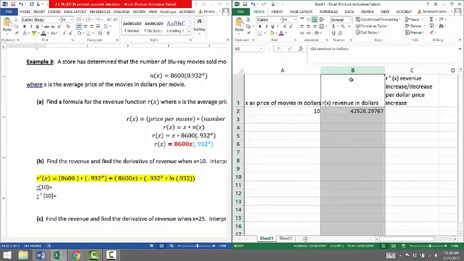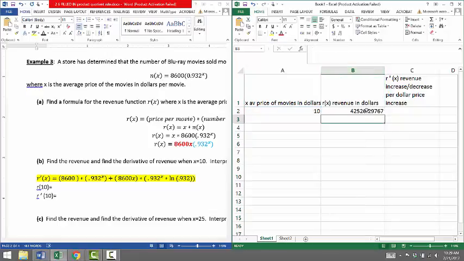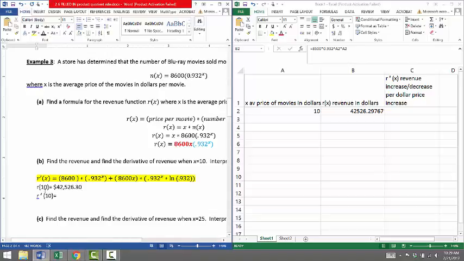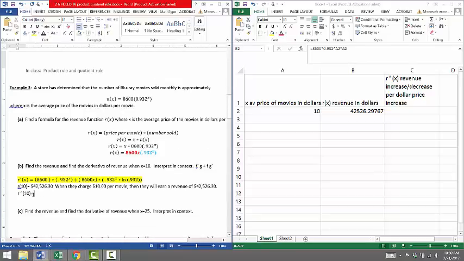In column B, I've put the revenue, R of X, the revenue in dollars. Notice that this function gives a value of $42,526.30 when you plug in 10 to the revenue function. So when they charge $10 per movie, they will earn a revenue of $42,526.30. We also need to evaluate our R prime function at 10.